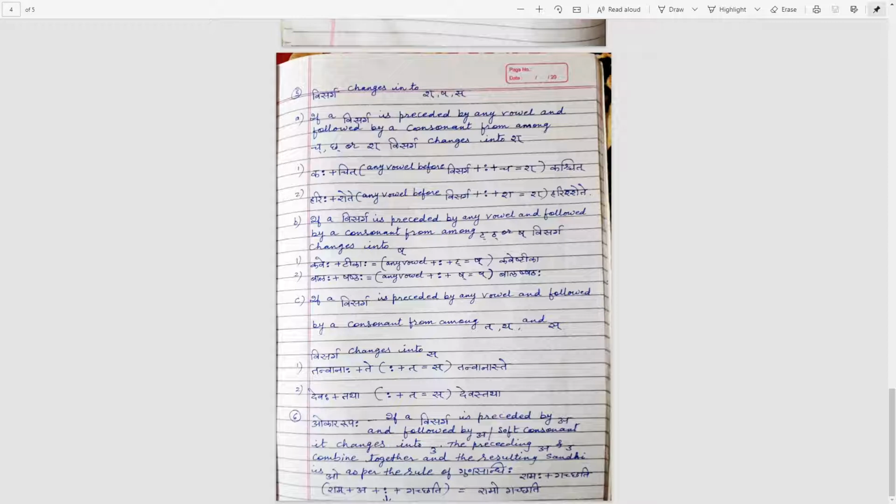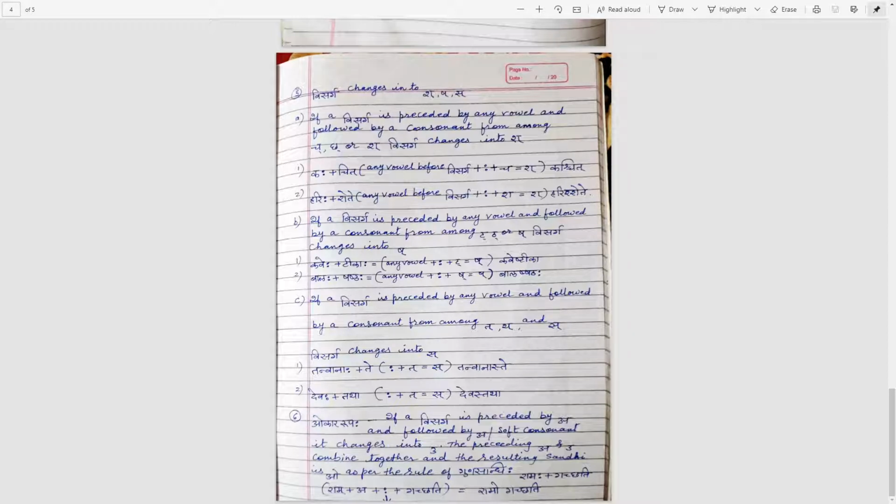Next example is harihi plus shete. Here before the visarga we have the vowel e, and after the visarga we have the consonant sh. Now in place of visarga sh will come and the answer will be harishete. Now we will see the next type.